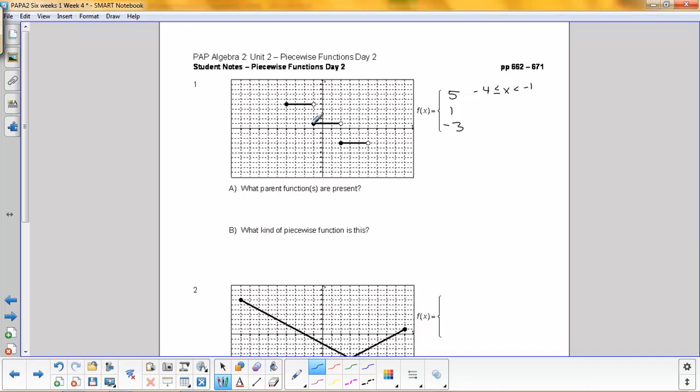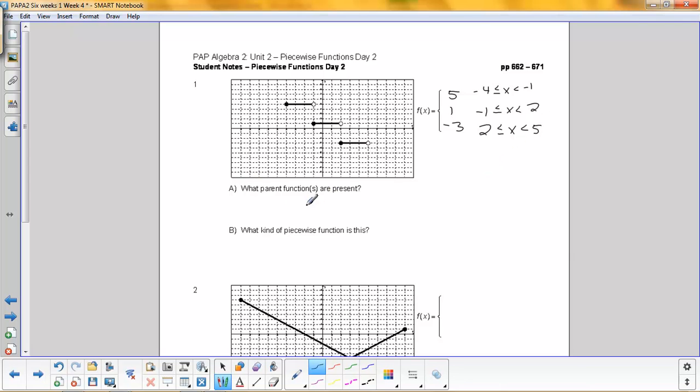Now we move to the second rule, or the second function. f of x equals 1 occurs between -1 less than or equal to x, which is less than 2. Inequality symbols correspond to closed and open circles. And finally, f of x equals -3 occurs on the interval from 2 less than or equal to x, which is less than 5.